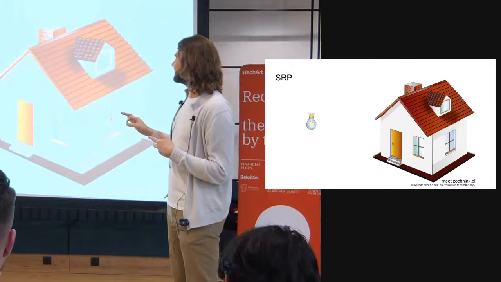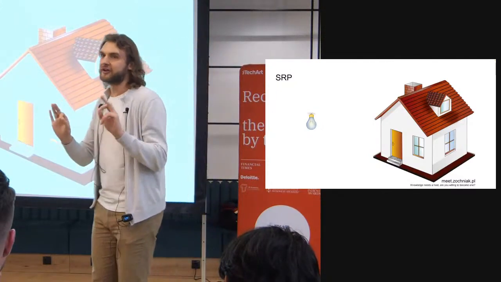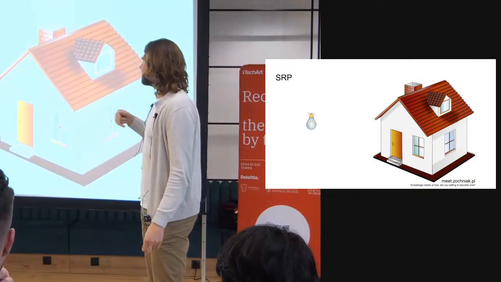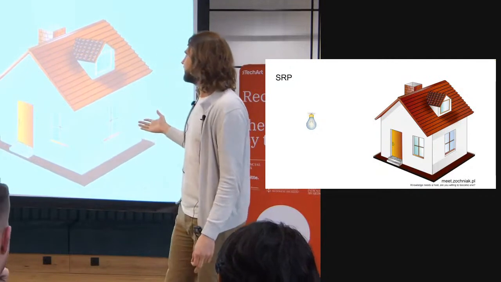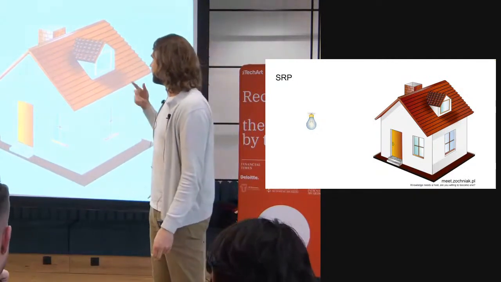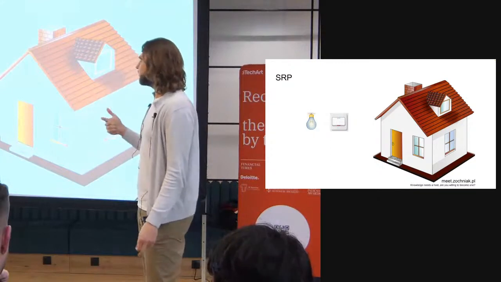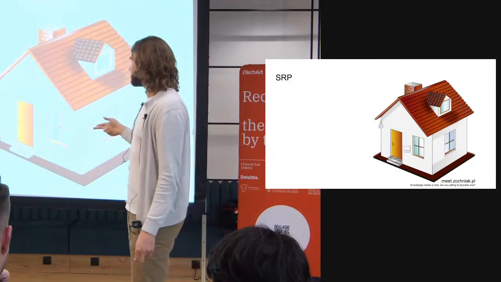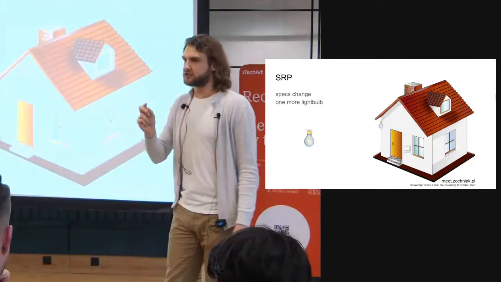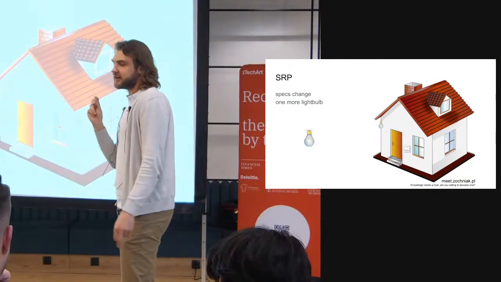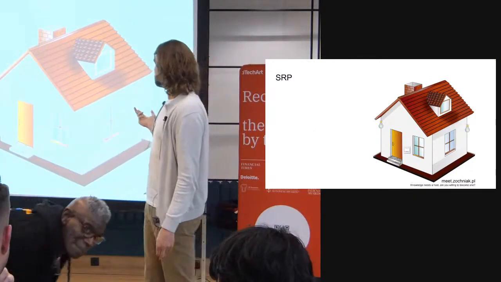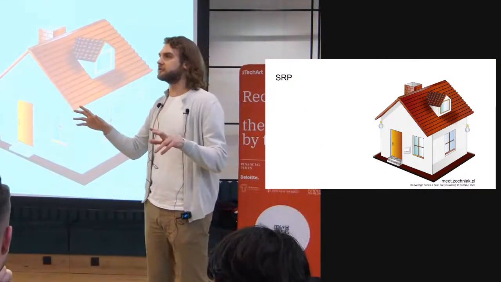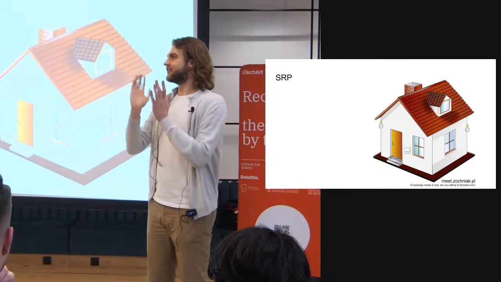So let's say that we want to mount a light bulb at our home. Of course, we have a house, and we want to mount a light. We need a switch to turn it on and off. We will mount those two, and now we have a specification change, and we want to add one more light bulb. What would you do? Of course, we would mount it, but what's the problem here? Who can tell me? You have one switch that turns them both on.